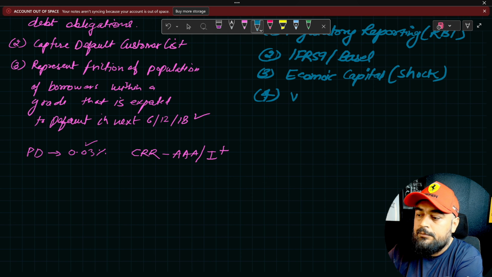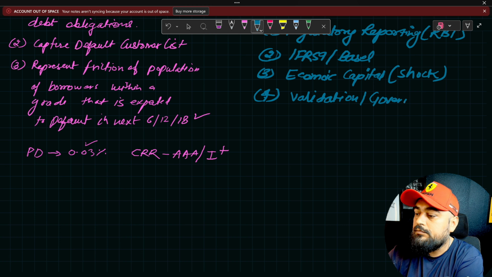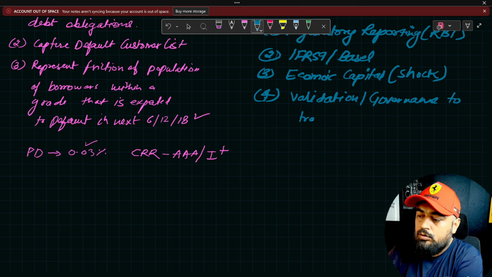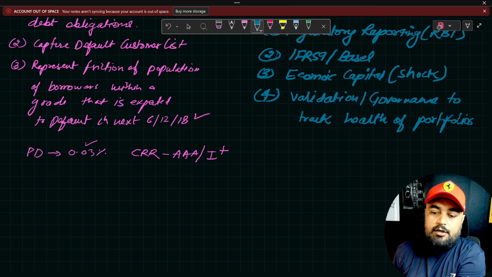Then it helps the second and third lines of defense, like the validations and governance, to track the health of portfolios. Now, this is the overall use of this.